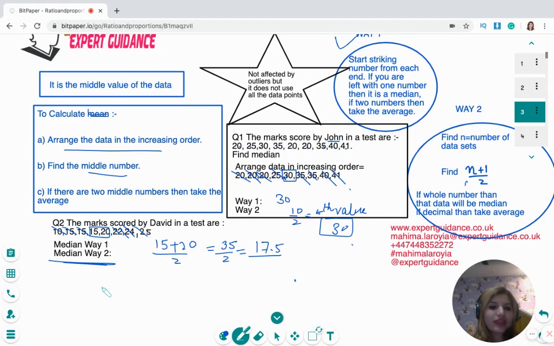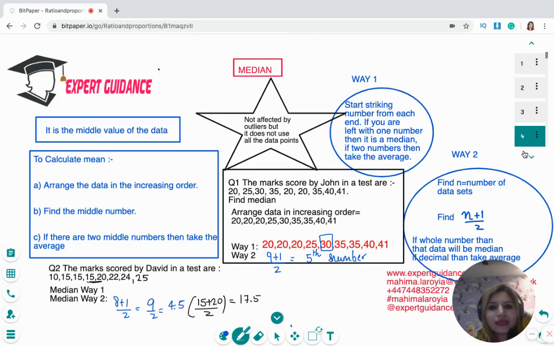8 plus 1 is 9, divided by 2 is 4.5. So it means my median is the average of the fourth and the fifth term. So what is my fourth term? Which is 15. Fifth term is 20. 15 plus 20 divided by 2 is 17.5, that is my median. Okay, so I hope it is clear to you what are the two ways of doing the median.